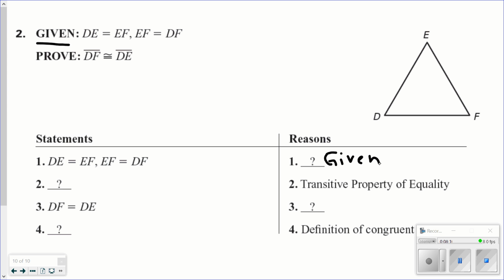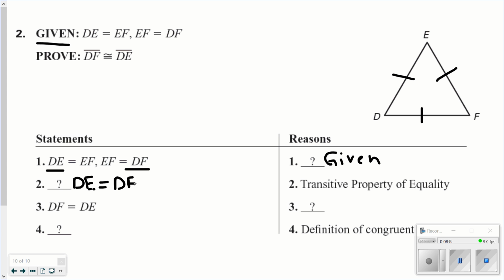Now I'm going to mark this on my diagram. DE is equal to EF and EF is equal to DF. So because they're equal, we know they're the same length. All right, so next, I don't know what my statement is, but my reason is the transitive property. We know the transitive property is very similar to the law of syllogism. So if I look back at my first statement, DE is equal to EF and EF is equal to DF. Therefore, DE is equal to DF. I want to write that. DE is equal to DF.